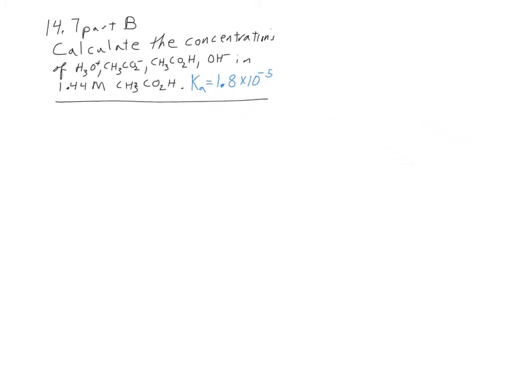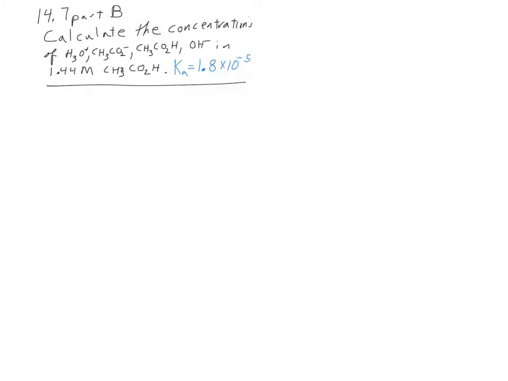You're going to use your ice chart. So, let's do an ice chart. We've got CH3CO2H, and we have our water floating there, since water is a liquid and doesn't really partake in our equilibrium constant. And that's going to dissociate to form our acetate ion and our hydronium ion.